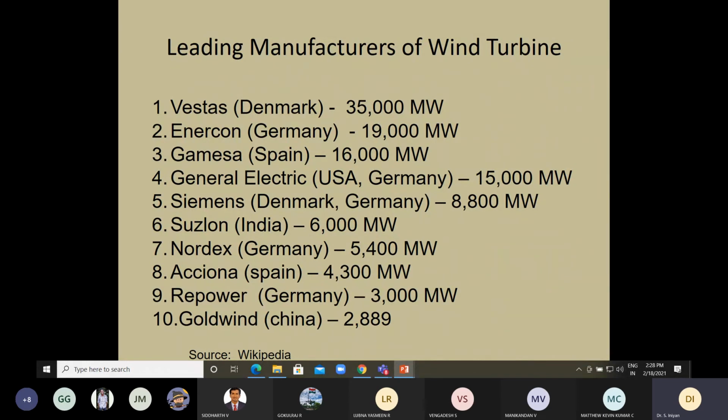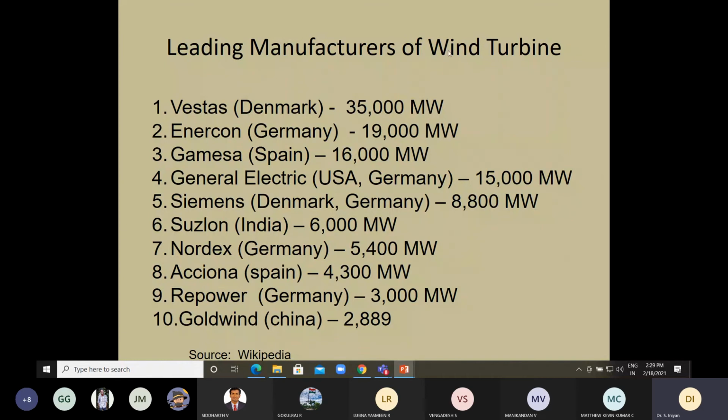From these leading manufacturers of wind turbines, many are German companies. Out of the 10, 4 are from Germany, and from Spain there are 2, Gamesa and Aguna. Gamesa produces 16,000 megawatt, and Aguna 4,300 megawatt. So 2 Spanish and 4 German, and India is placed 6th for manufacturing of wind turbines. Suzlon, which is located in India, produces 6,000 megawatt, right?